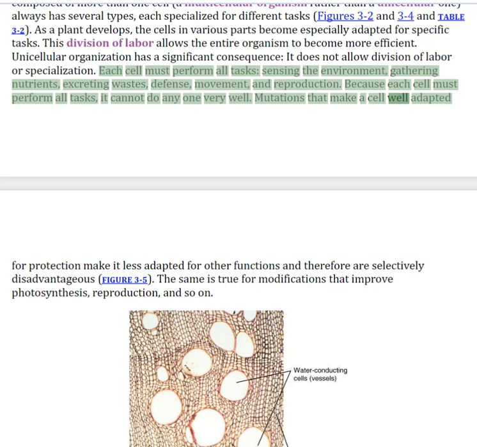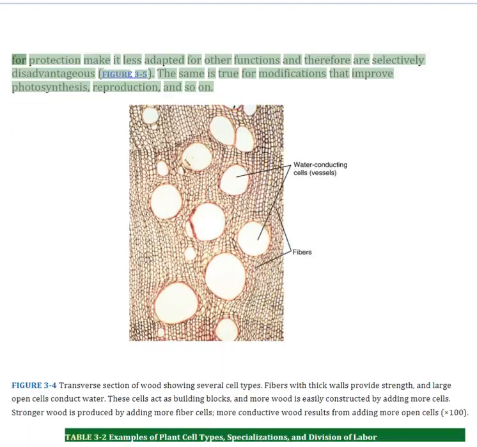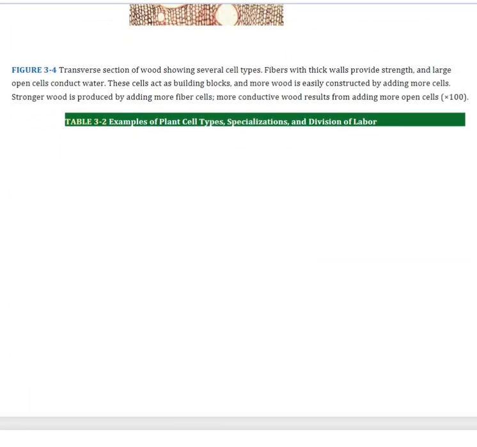Mutations that make a cell well adapted for protection make it less adapted for other functions and therefore are selectively disadvantageous. The same is true for modifications that improve photosynthesis, reproduction, and so on.